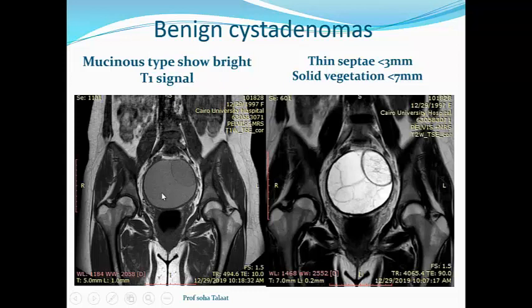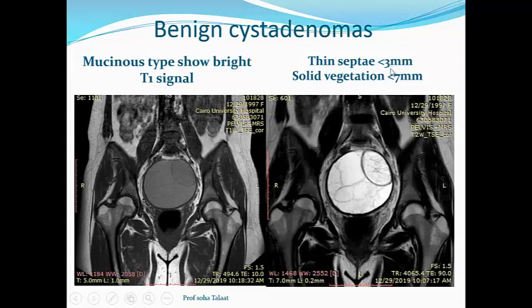This is not blood nor fat. It is just a proteinaceous or mucinous type of tumor. This is mucin. Note the difference between it and the fat and the endometrioma we have seen before. So this signal is not of blood nor fat. It is just mucinous type of cyst adenoma.